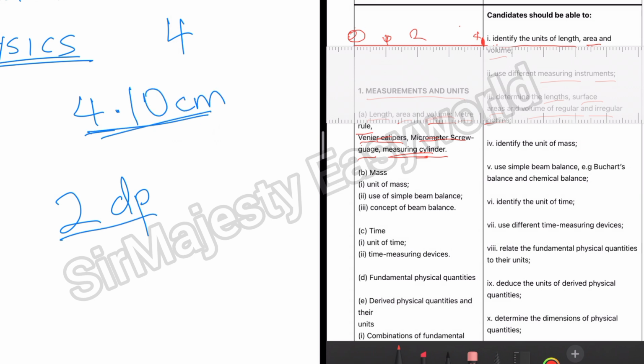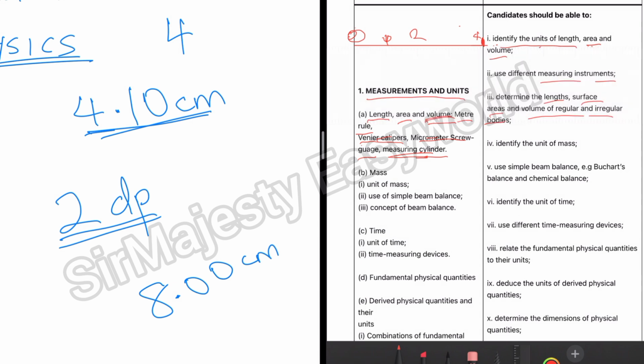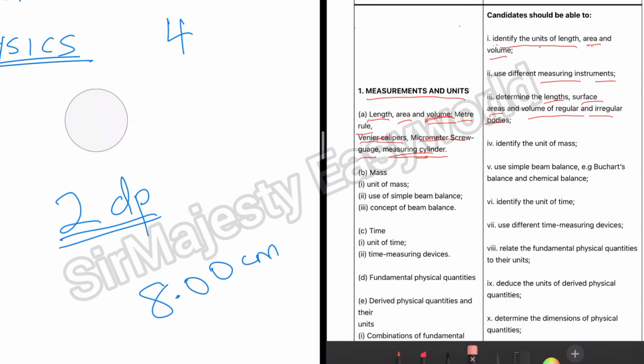Because length must always be in 2 decimal places. If I measure and I get 8, for example, I can't leave it as 8. I'll write it as 8.00 cm. Because length is always to 2 decimal places. Please let us note that, because there are JAMB questions that ask us that. We must note, and that is always very, very important, okay?